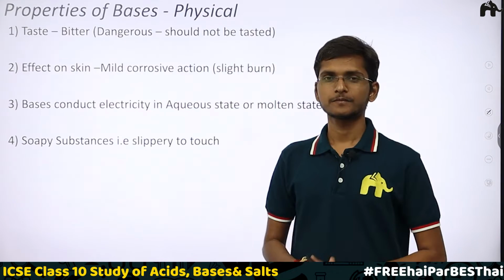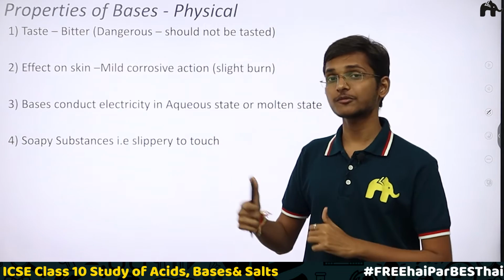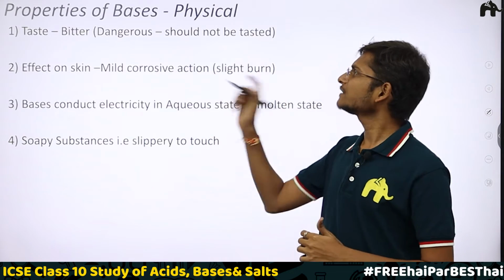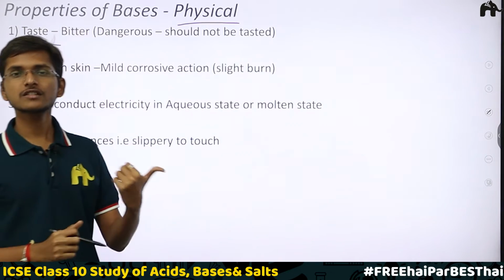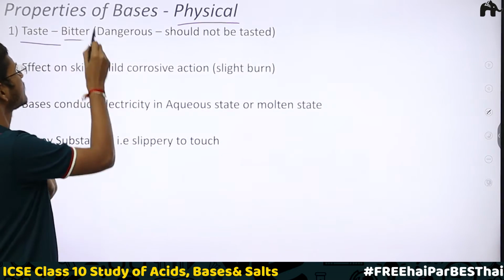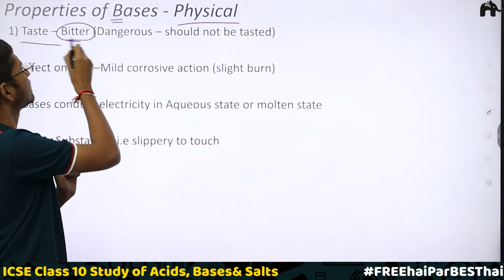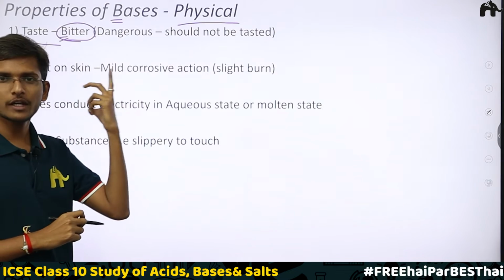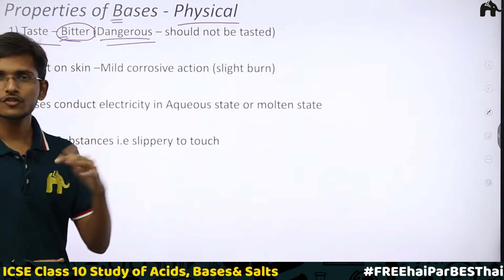Very simple. So friends, so far we have seen the properties of acids, both physical and chemical. Now it's time to see the properties of bases. Starting with the physical properties, first is taste. Bases taste bitter. It's very simple to remember: bases, B, bitter, B. That's it. But don't try to taste them. It's very much dangerous to taste them.